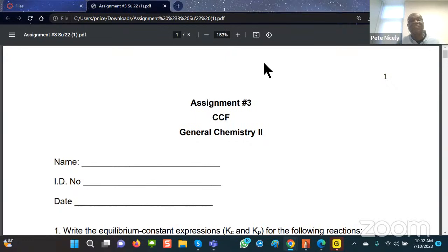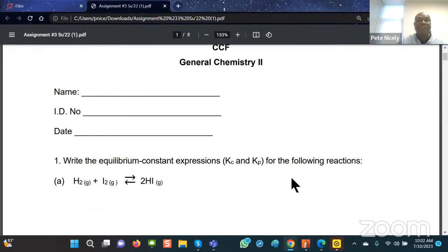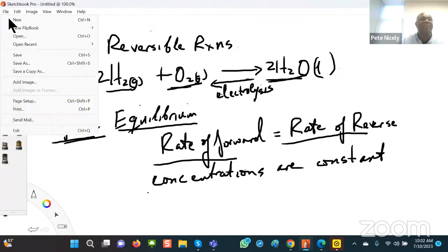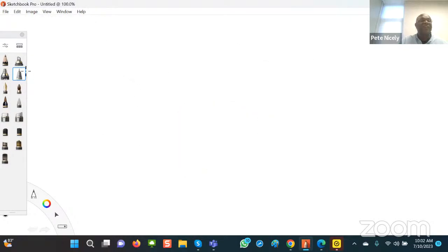Let's proceed to look at assignment number 3. In assignment number 3, the first question has to do with equilibrium constant expression. So let me just say a couple of things about equilibrium constants, which I don't think I got to discussing, but of course, the videos will explain all of that.